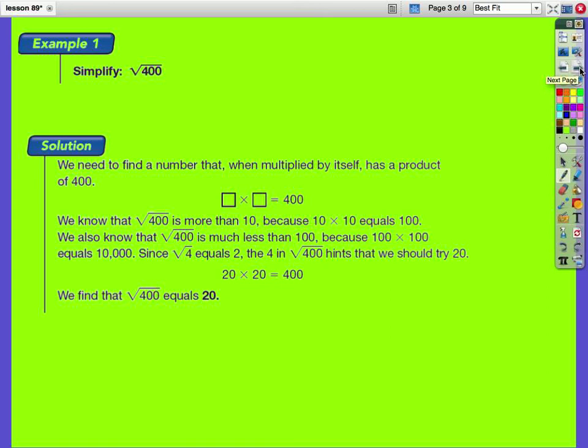So what we need to do is find a number that, when multiplied by itself, has a product of 400. So we know that 400 is more than 100, because 10 times 10 equals 100. We know that 400 is much less than 10,000, because 100 times 100 is 10,000. So then let's look at the 4. Since the square root of 4 is 2, the 4 in the 400 hints that we should try 20. And 20 times 20 equals 400. Therefore, we find the square root of 400 is 20. So we're just using clues in that number to help us shrink down our guesses.